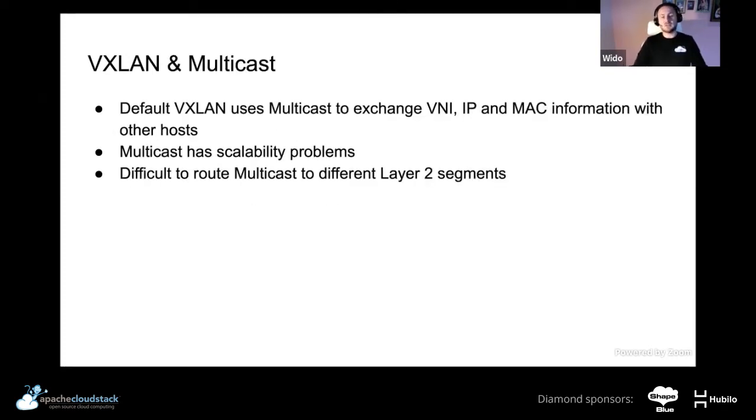By default, VXLAN uses multicast. So the forwarding database, the FDB, containing the MAC address and IP information, would then be multicasted to other nodes. However, multicast has its scalability issues, and it's also difficult to route multicast between different layer 2 segments. So it doesn't really scale.